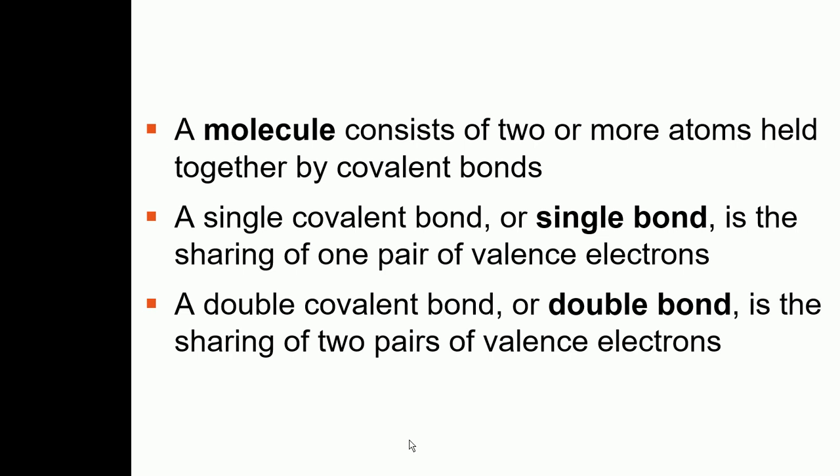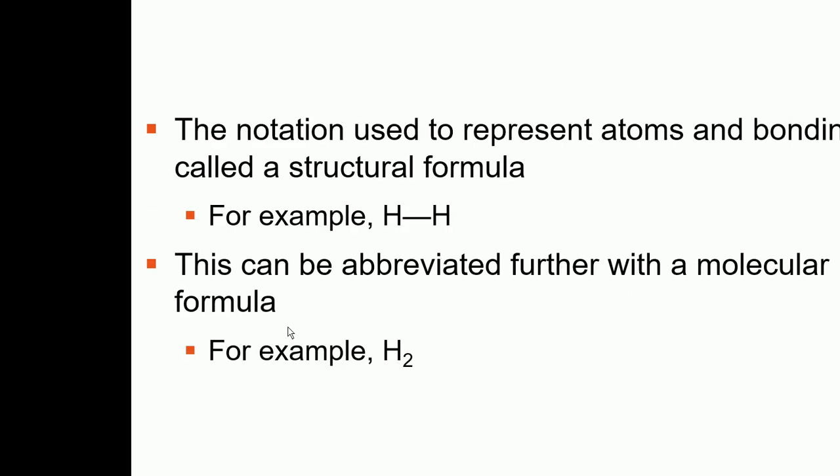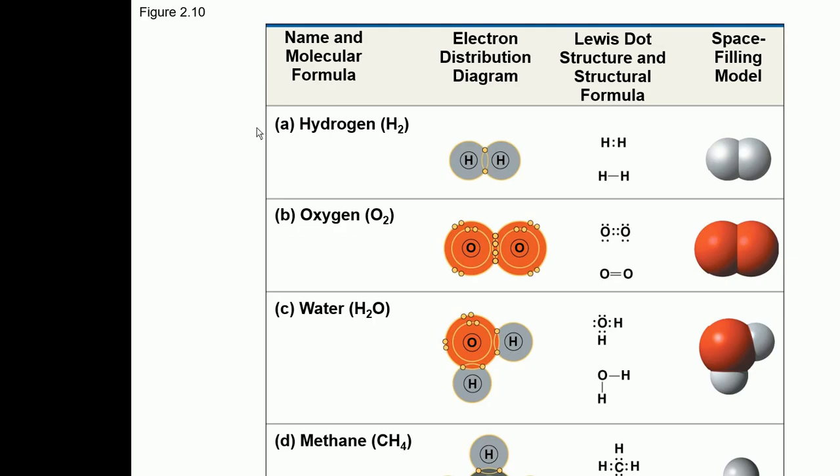So if two atoms share a single pair of electrons, that results in the formation of a single bond. If two atoms share two pairs of electrons, that results in the formation of a double bond. So you can see here, these are two hydrogen atoms, and they share the electrons with each other, and that results in the formation of a single bond between them.